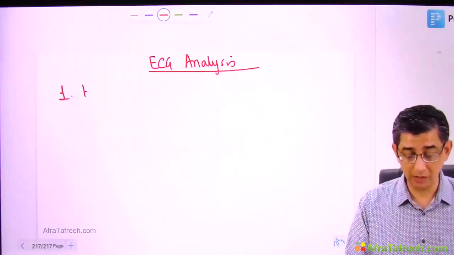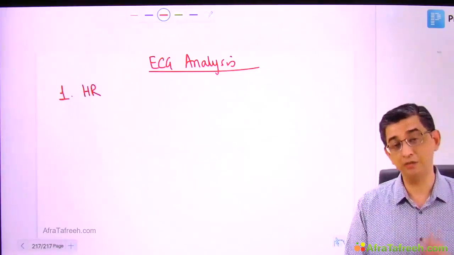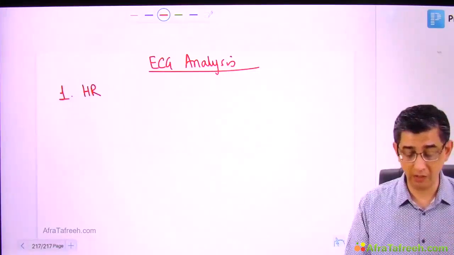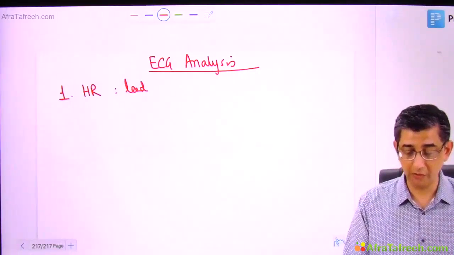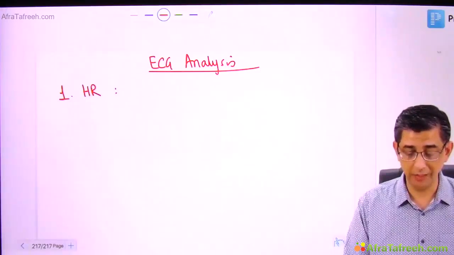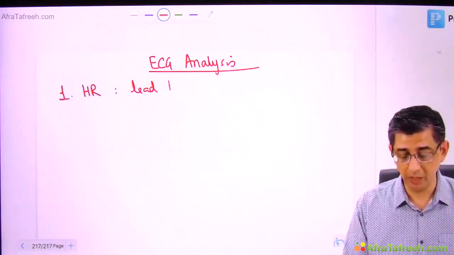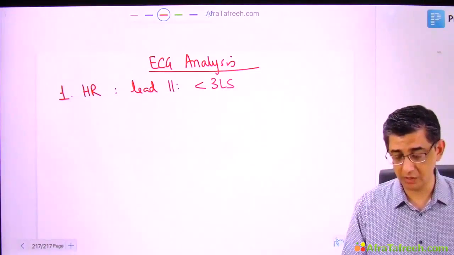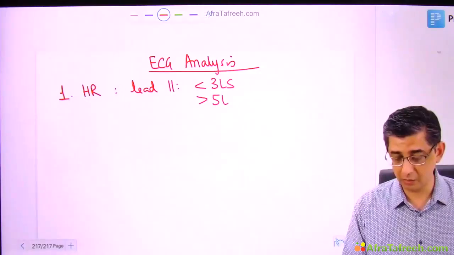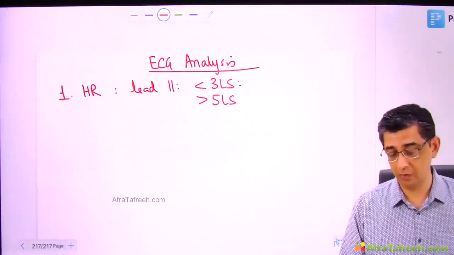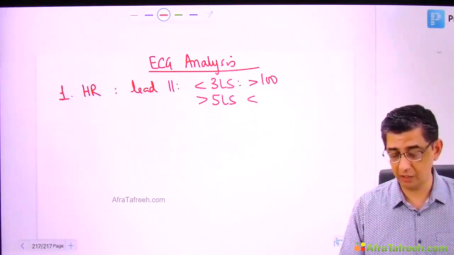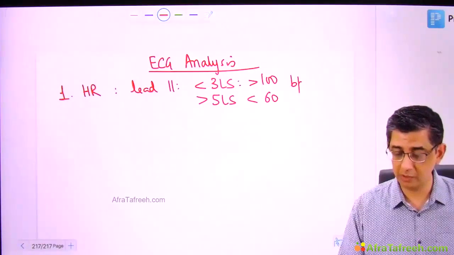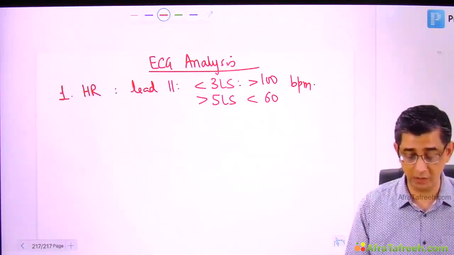One of the important things that you need to do is, in the first 5 seconds, try to evaluate the heart rate. Where will you look for evaluation of heart rate? Always look in lead 2, which is given right at the bottom. And you always need to calculate the large squares. In this case, if it's going to be less than 3 large squares or more than 5 large squares, you will be able to decipher whether there's a tachycardia or bradycardia in the person, because that obviously has a diagnostic importance.